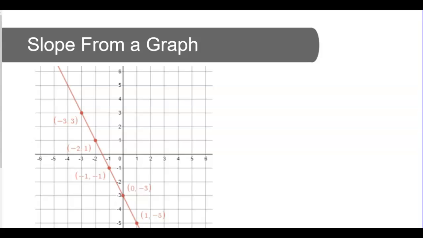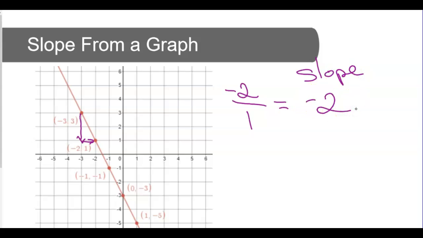All right, let's see another example here. I'm going to start at (-3, 3), and I'm going to go to (-2, 1). Well, I want to first see how much I'm going up or down. So to go from (-3, 3) to (-2, 1), I go down 2. And I go to the right 1. Well, going to the right is a positive direction, so I would say my slope is -2 over 1, or just -2. You could write it like that.